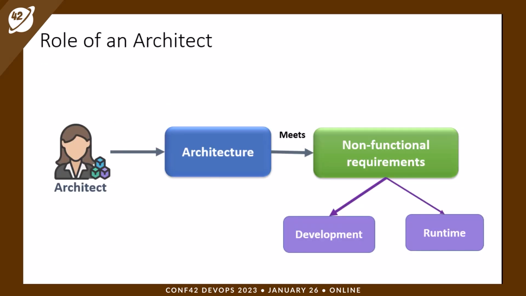Let's now understand the role of an architect. An architect will define the software architecture of a computing system, which presents a set of structures needed to reason about the system, which comprises software elements, relations among them, and the properties of both. This architecture should meet the non-functional requirements in development like maintainability, testability, or deployability, and in runtime like scalability, performance, and availability.